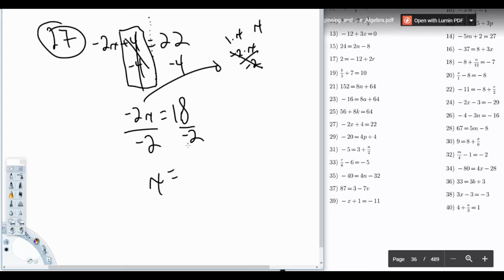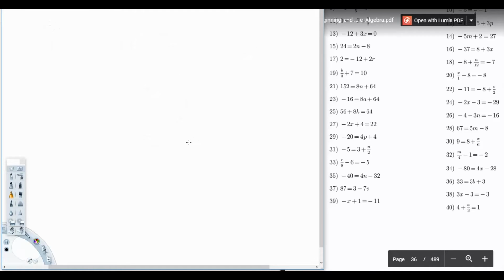Equals 18 divided by negative 2. Since it's a positive being divided by negative, the answer is going to be negative. 18 divided by negative 2 equals negative 9. Is that the right answer? Yes, it is. We're just flying through these problems. I know it sucks, but you have to do it.